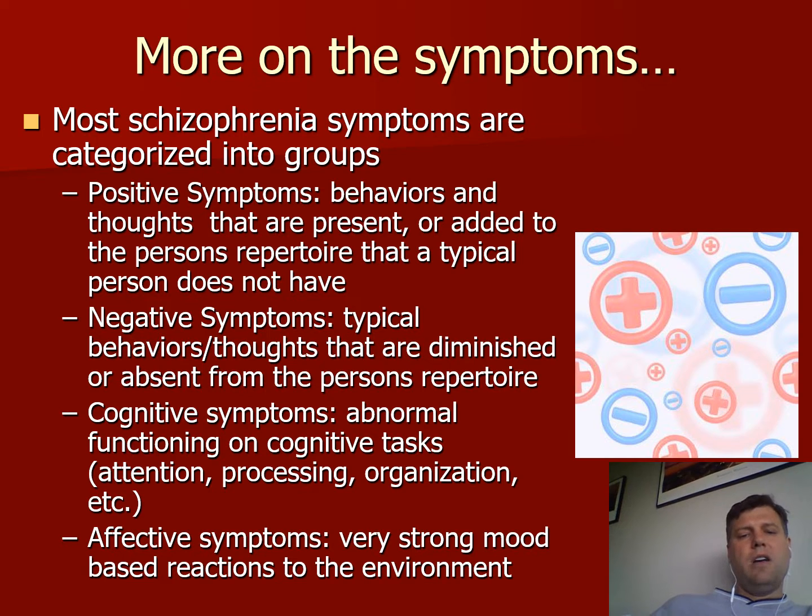So they'll call symptoms of schizophrenia that are present in individuals diagnosed with schizophrenia but aren't typical in most people's repertoire positive symptoms. They'll talk about the things that these individuals lack in comparison to controls as negative symptoms. And they also look at what's called cognitive and affective symptoms, looking at changes in cognitive abilities and changes in mood that also are common results of the developing symptoms of schizophrenia.